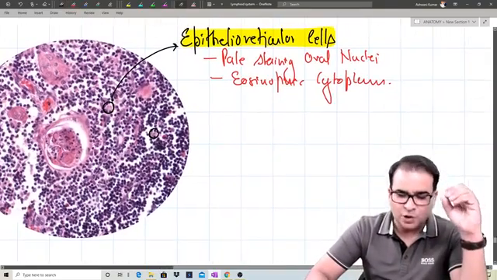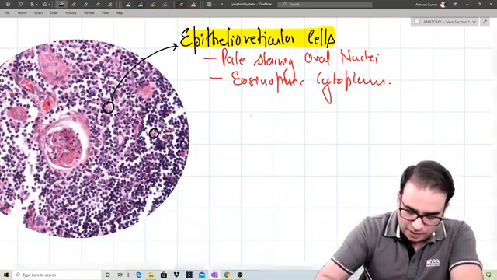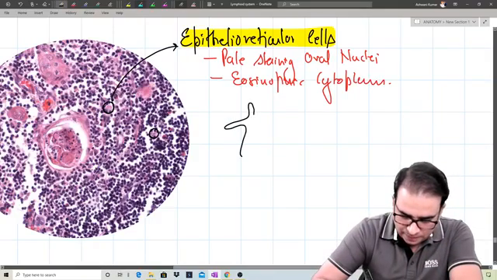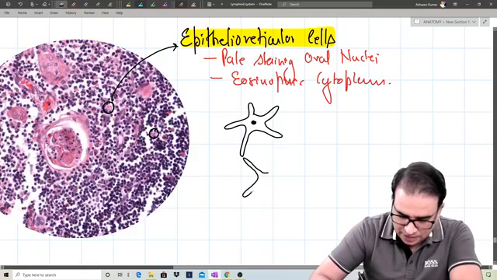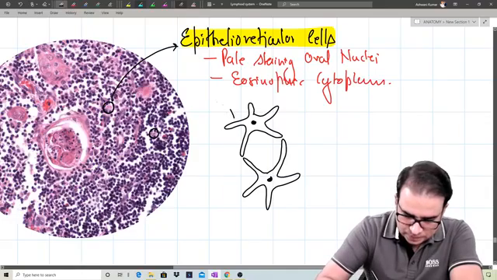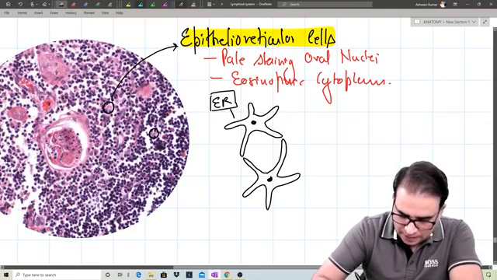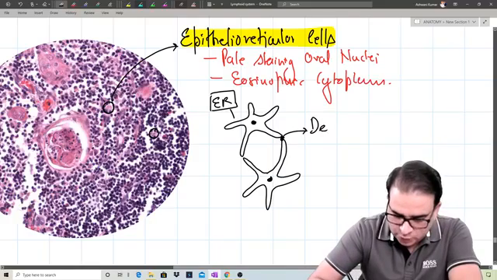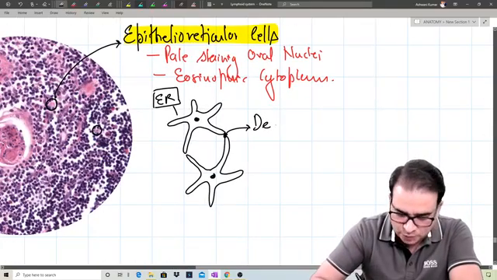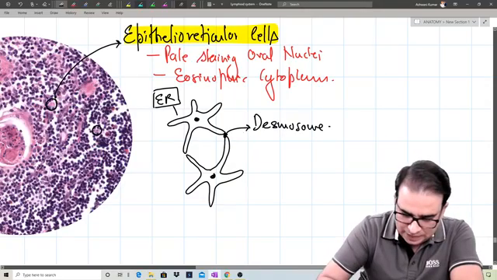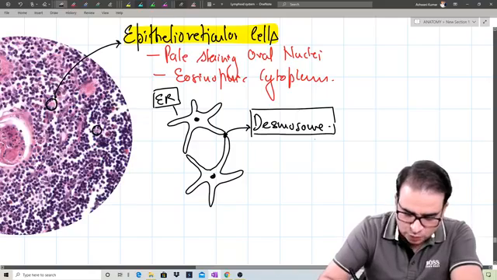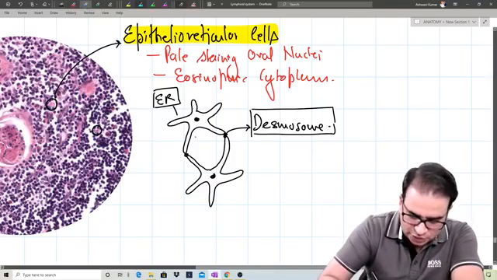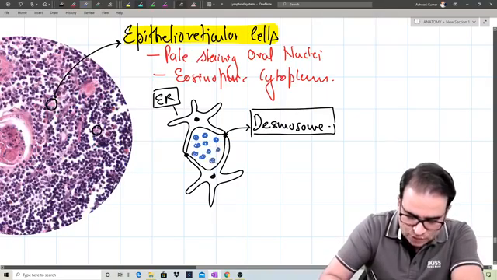See, the thing about this epithelio-reticular cell is, now let us say if this is one epithelio-reticular cell I'm looking at, it has these appendages which are attached to the neighboring reticuloepithelial cells like this. And these appendages are joined to each other by a junctional complex, the desmosome. So these epithelio-reticular cells are connected by the desmosome, and that's how they provide the support framework for these thymocytes, or you can say lymphocytes.